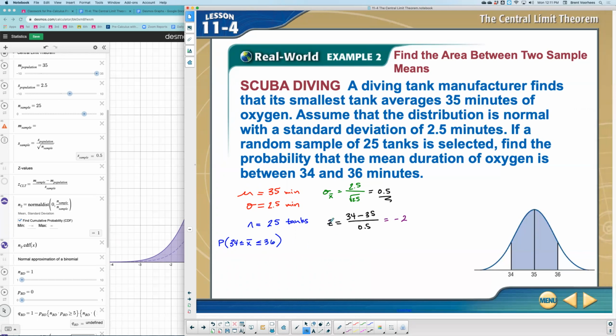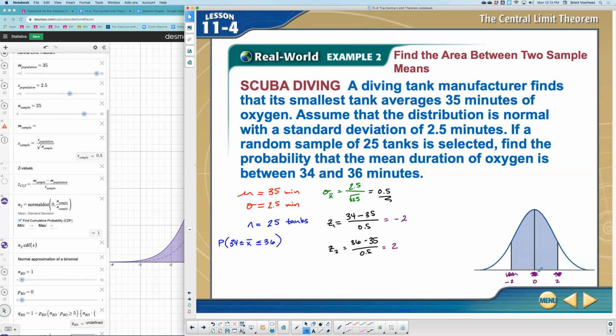But we don't have just one Z value. We're actually going to have two. So I'm going to call that Z1, and here it will be Z2. So Z2 is going to equal the value 36 minus 35 divided by 0.5. Well, this calculation is nearly the same. 36 minus 35 is +1 now, not negative, but positive. And so when you divide by a half, we're going to get the value +2. And so ultimately, if you want to look at this as a standard normal distribution, this would be 0. And what we're looking at is we want to know what's the probability of the area being between the Z value 2 and -2.